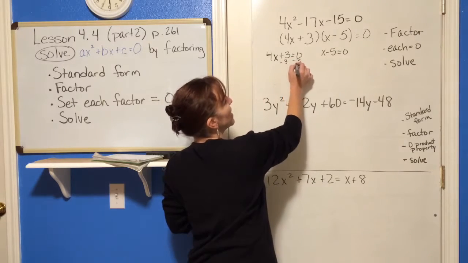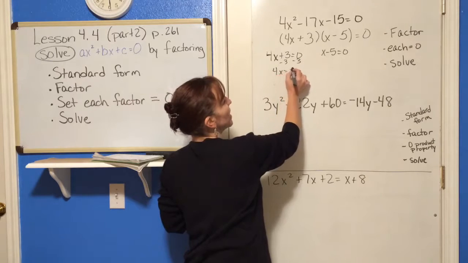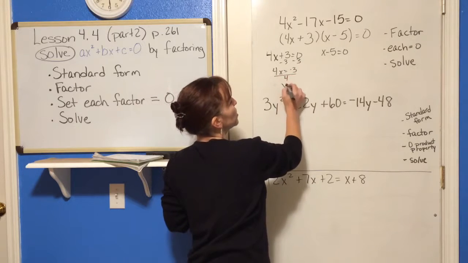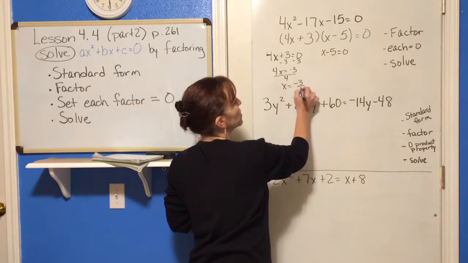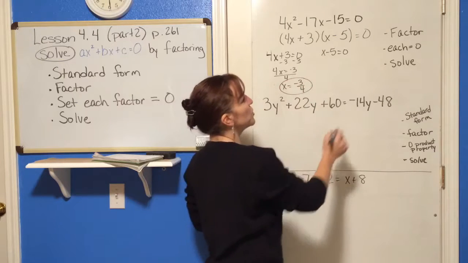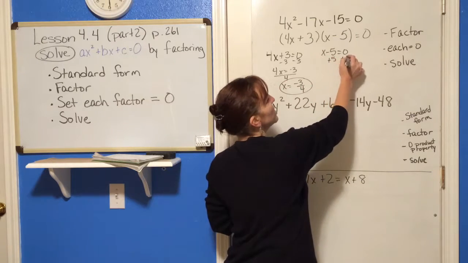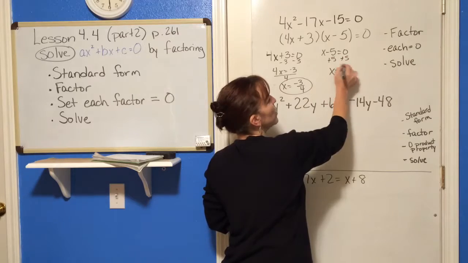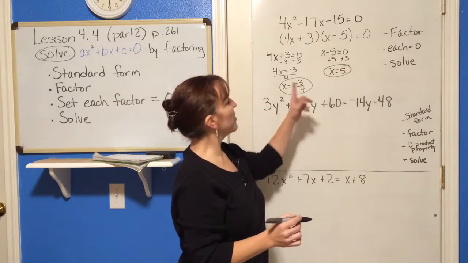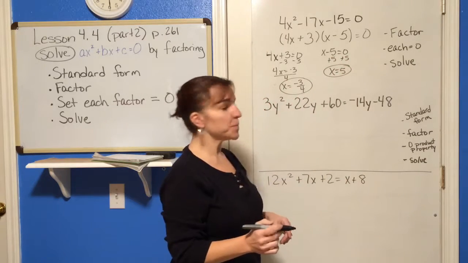Subtract 3 from both sides. 4x equals negative 3, divided by 4. So x equals negative 3/4 is one of your solutions. Add 5 to both sides. x equals 5. So your two solutions are 5 and negative 3/4.